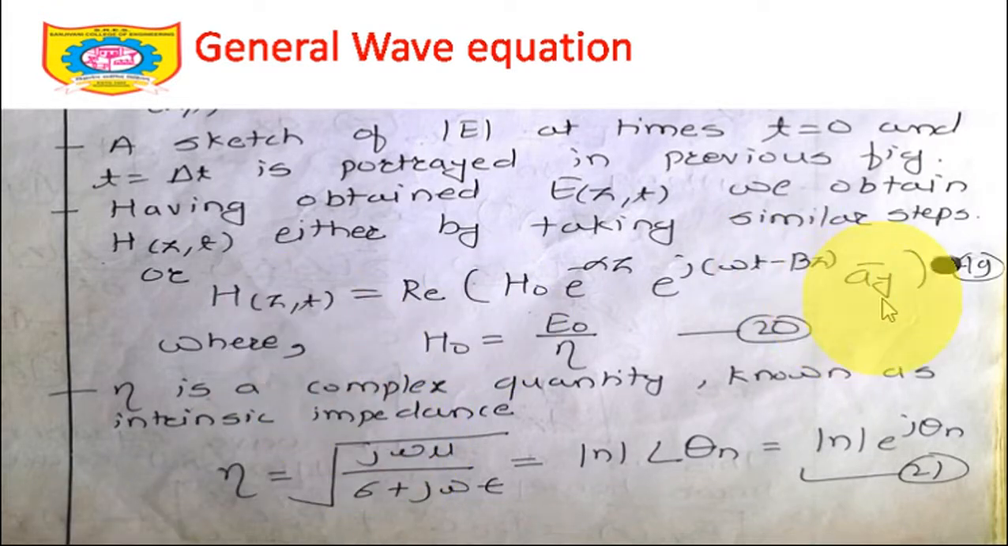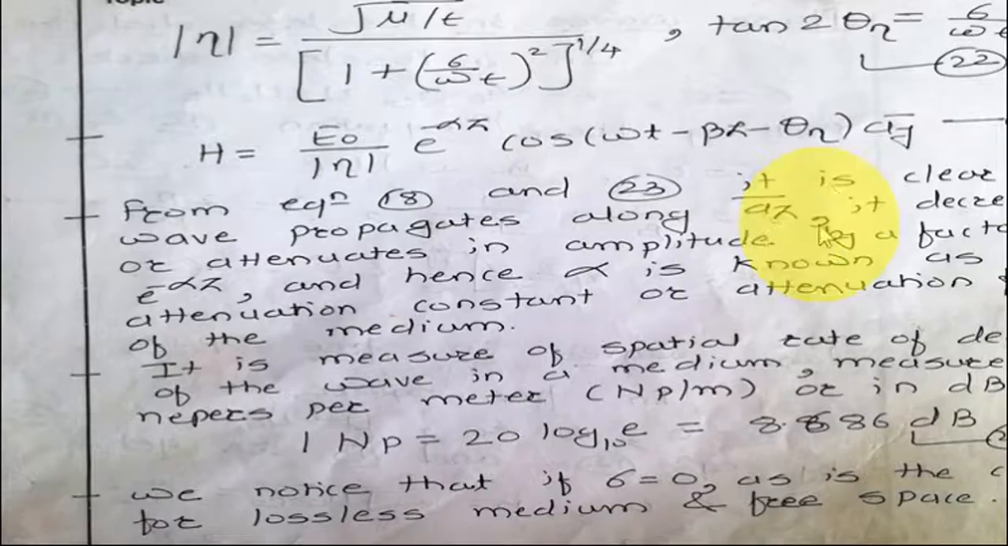H bar is flowing along the AY bar direction, and we introduced a new term, intrinsic impedance, with a certain angle theta eta, and that theta eta we represented in the H bar expression. So the H bar expression we got in the previous lecture is E0 upon eta, where eta is the intrinsic impedance, e raised to minus alpha z, the wave is attenuating while traveling along the z direction, cos of omega t minus beta z minus theta eta AY bar. These are the things which we have discussed.